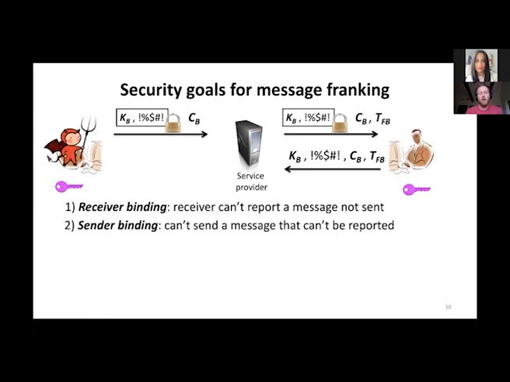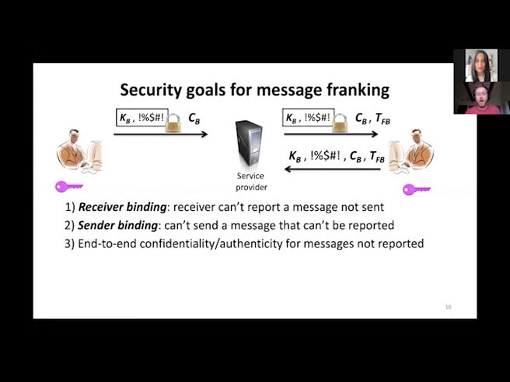We also want a symmetric or complementary property called sender binding, that a sender can't send a message that is received and read by the recipient, but which can't be reported. This would mean that they could send abusive content that couldn't be moderated.